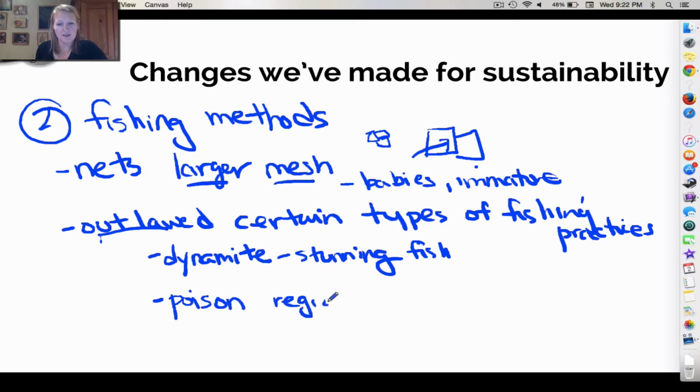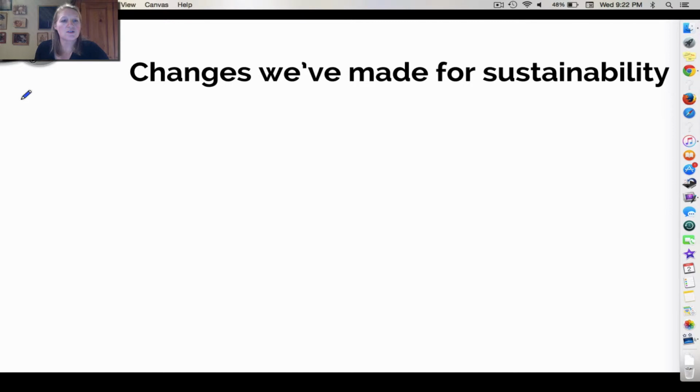But anyways, another type that we do is we have been known as humans to poison certain regions. We add a little cyanide to the water, and so the fish just come right up and out because they die, because we've poisoned them. Okay, so those are some other changes that we've made.